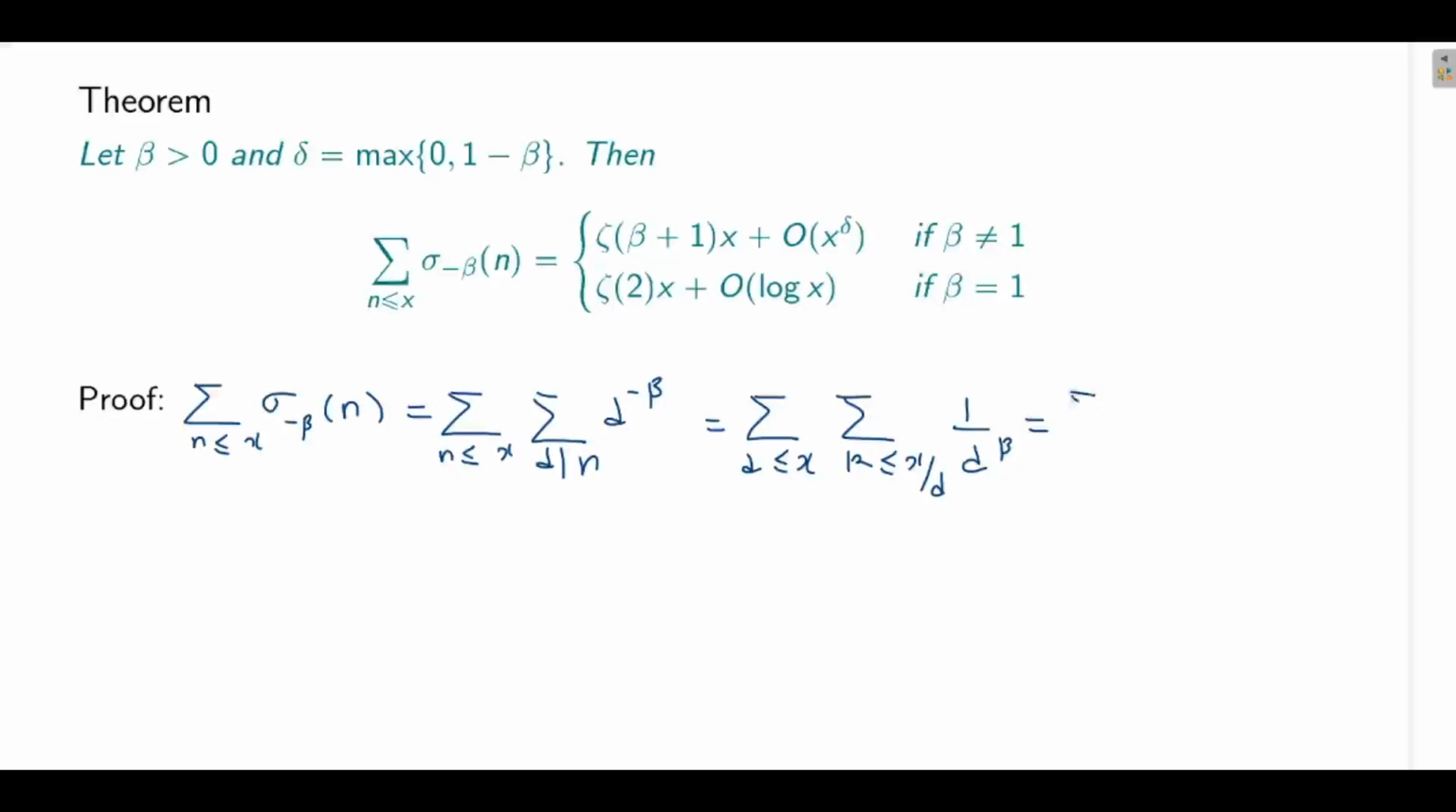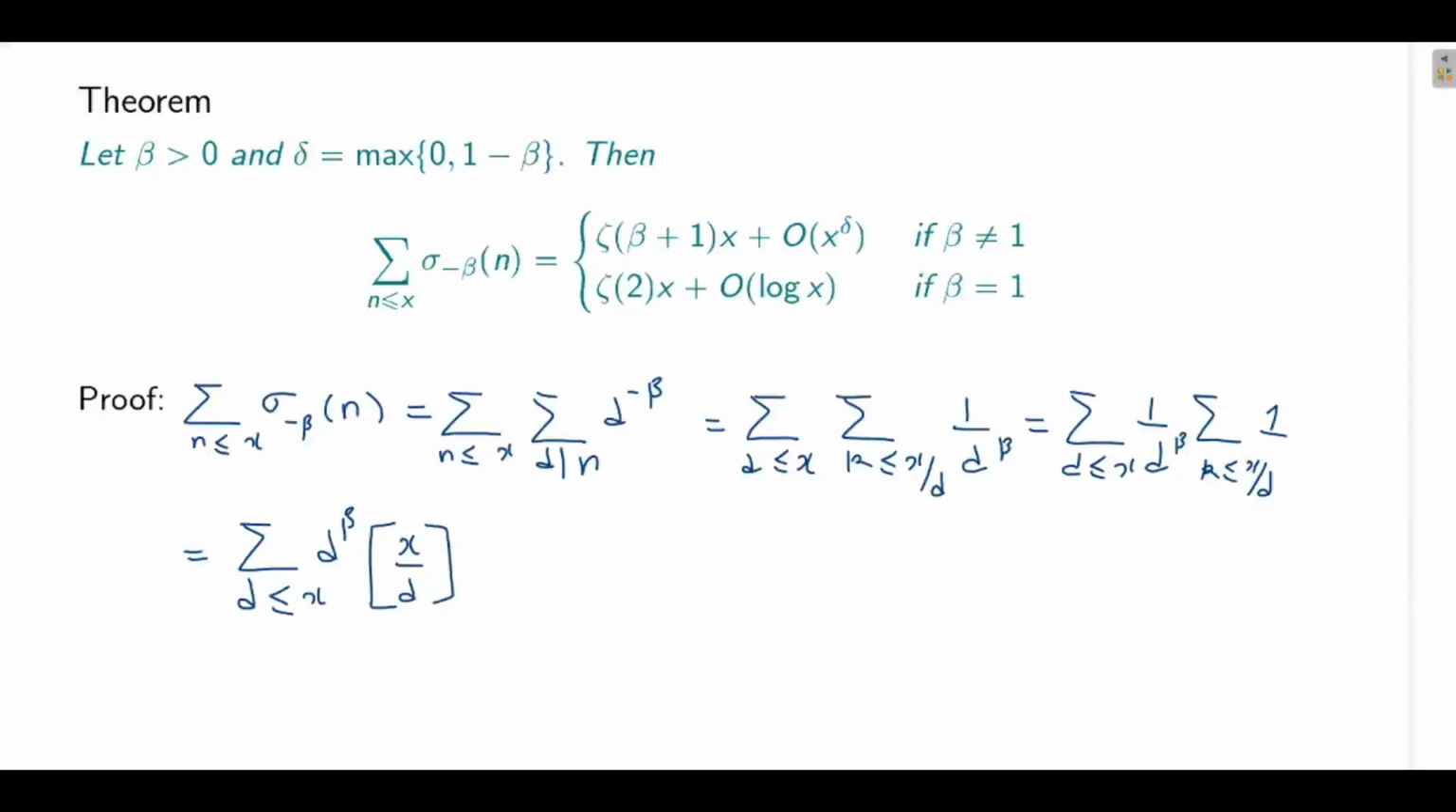This would be the summation over d less than or equal to x of 1 by d raised to beta, times the summation over k less than or equal to x by d of 1, which is equal to the summation over d less than or equal to x of d raised to minus beta times the greatest integer of x by d. So we have this.